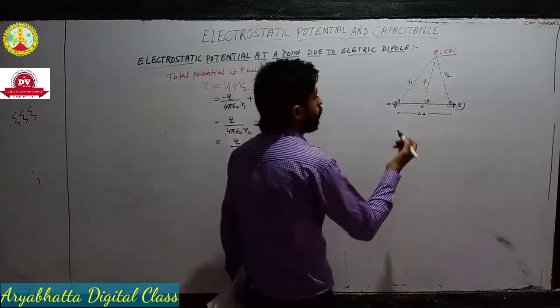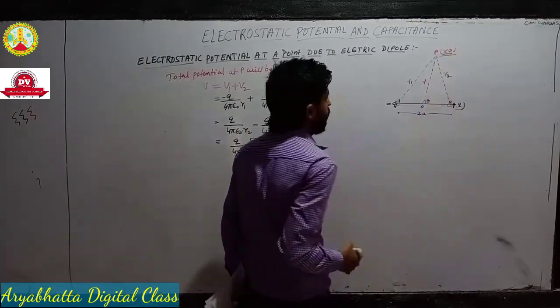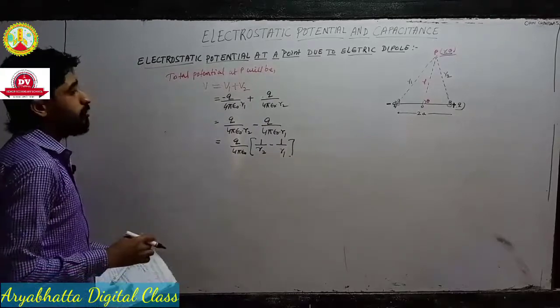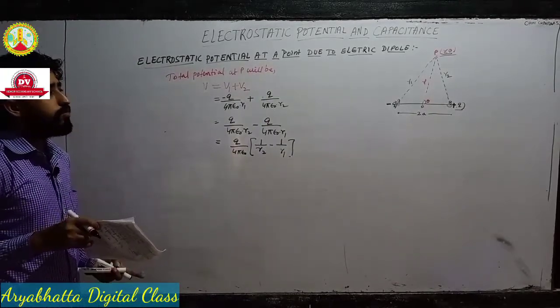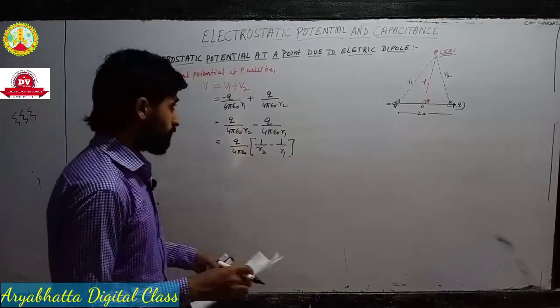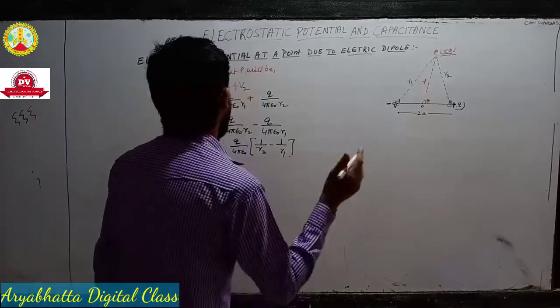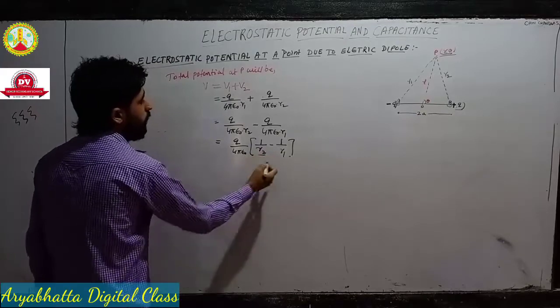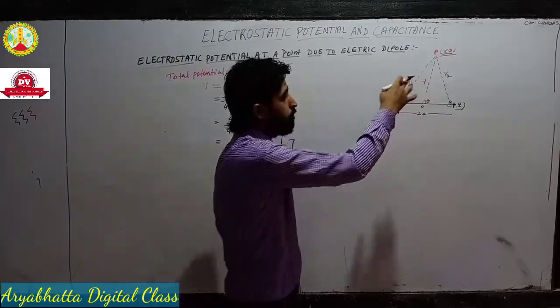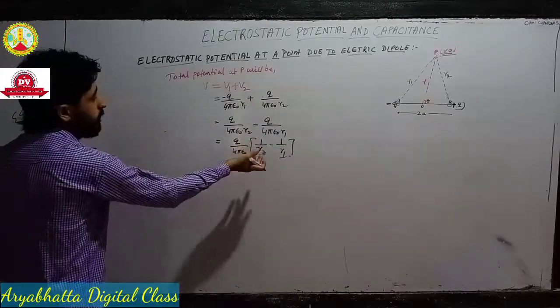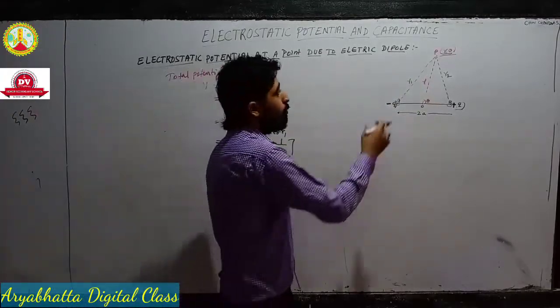We want the total potential in terms of r and theta, but we have got it in terms of r2 and r1, isn't it? Now let's find the r2 and r1 values. If you can find the value of r1 and r2 from this diagram, we will substitute here. Fine. So let's see how we can find.